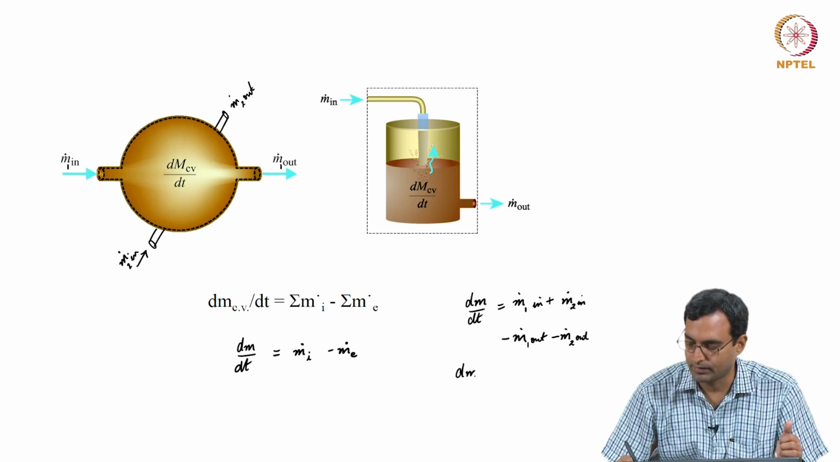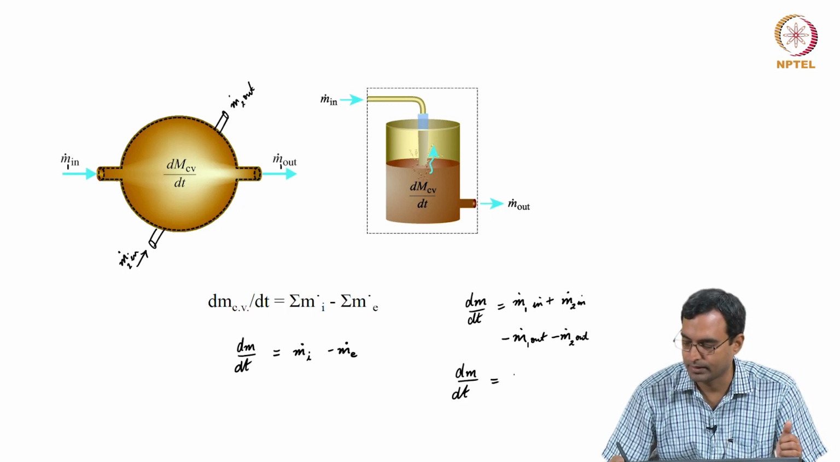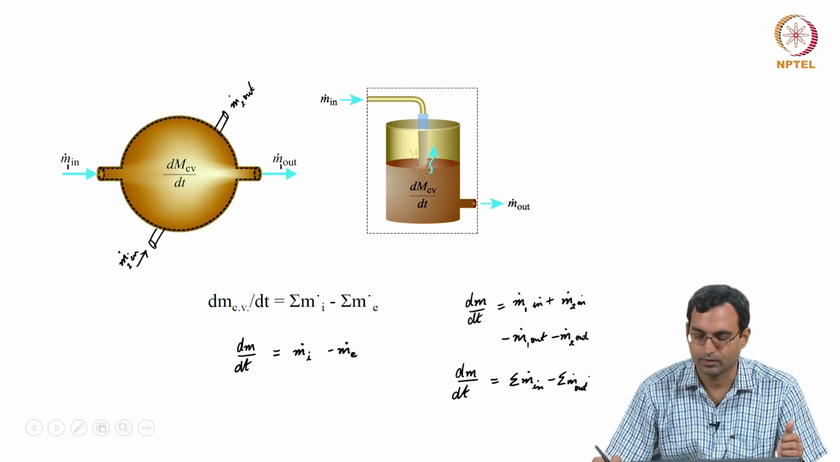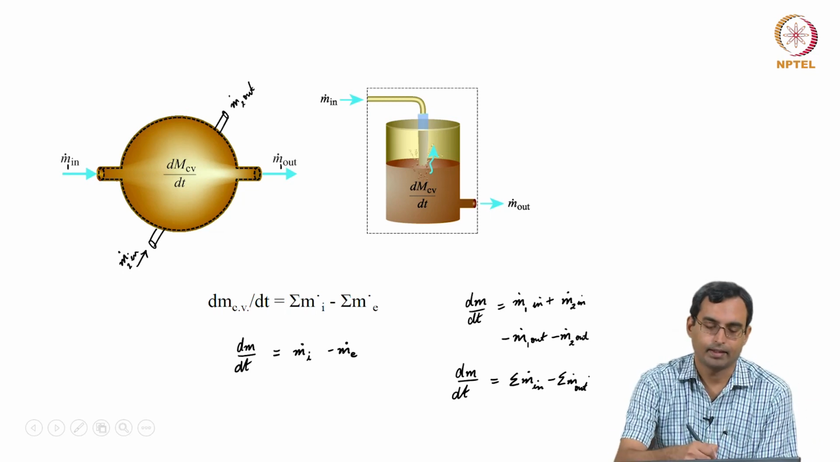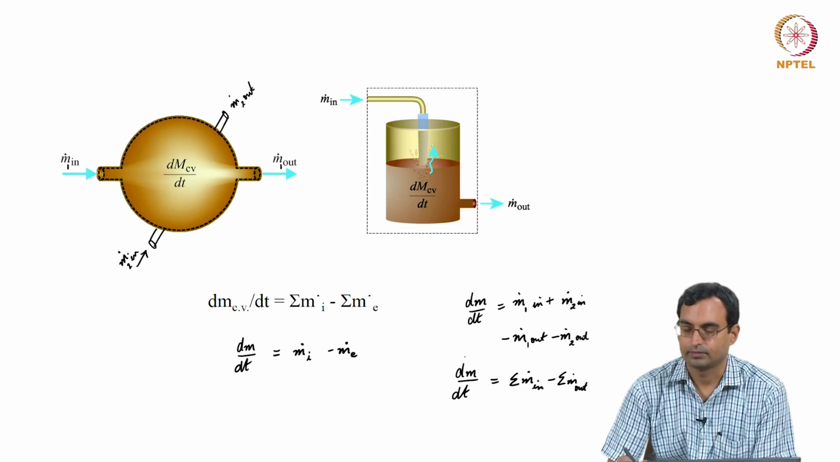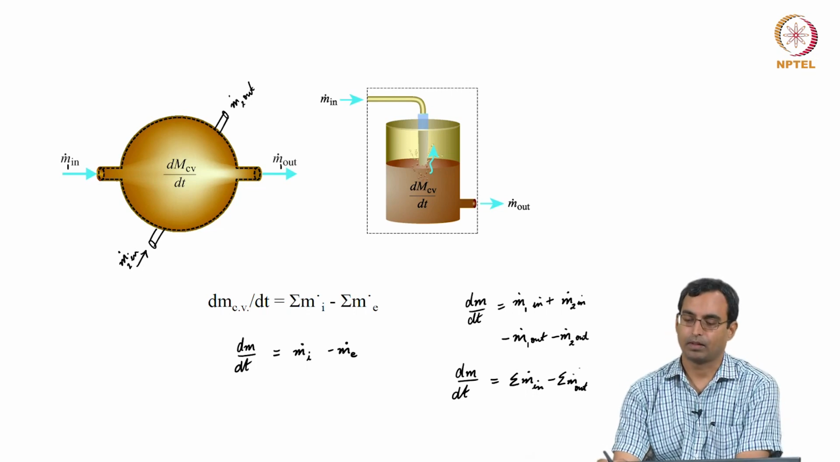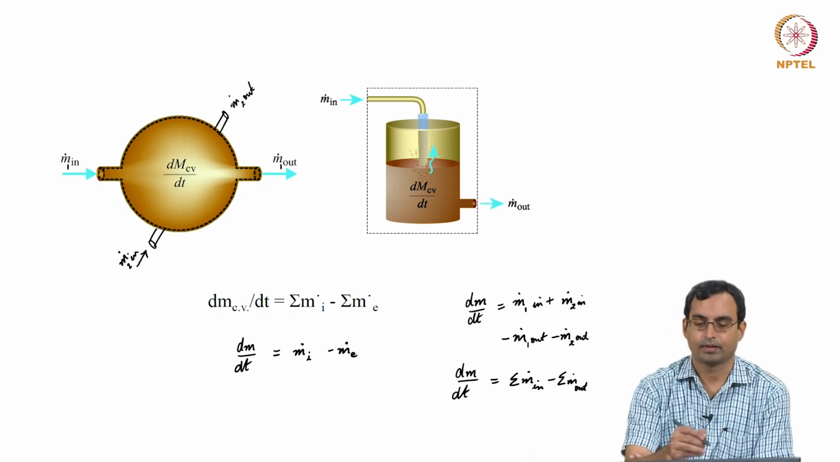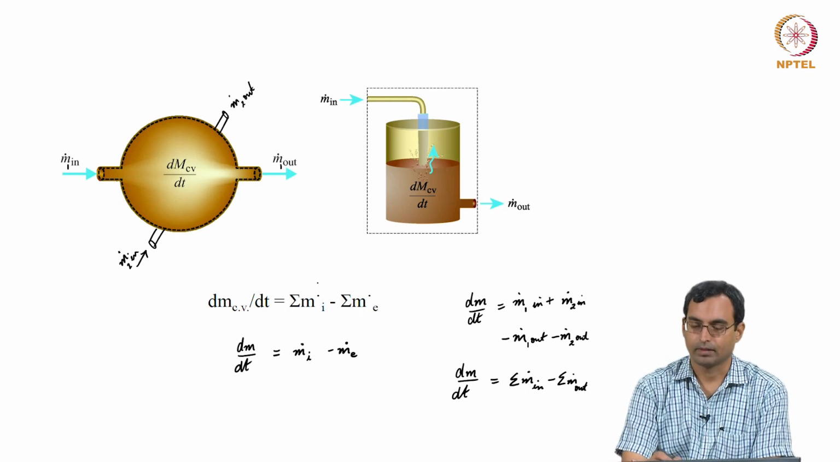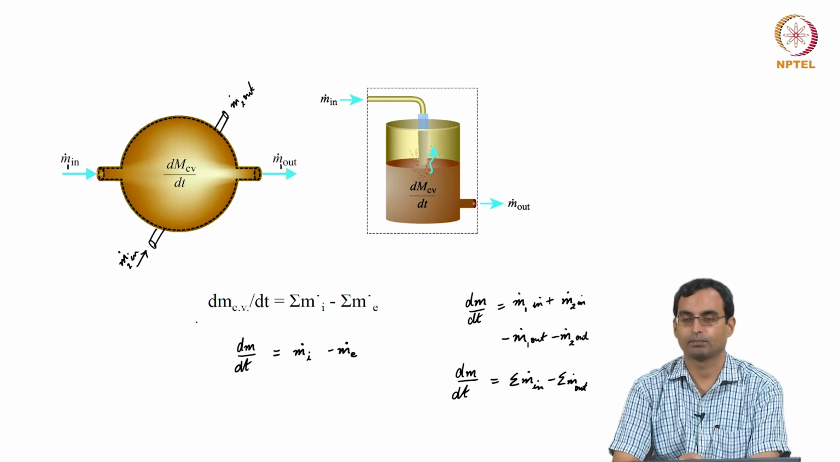So, the general form in which we write this is dm by dt is sigma m dot in minus sigma m dot out, which says that I should sum over all the inlets to add mass here. I should sum out whatever is going through all the outlets to remove whatever mass is going out, which is sort of written in this form.